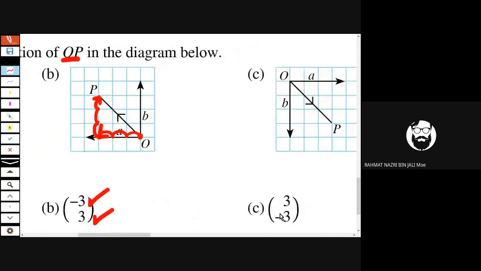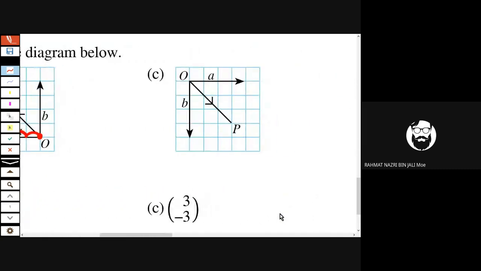Okay, kemudian kita lihat C. Mana pergerakan C. Okay, ini ialah O dan ini ialah titik P. Okay, sekarang kita perlu gerakkan titik O ke sebelah kanan sebab P berada di sebelah kanan O. 1, 2, 3. Kena ikut petak ini ya. Jadi bila ke kanan kita akan dapat positif 3, betul.